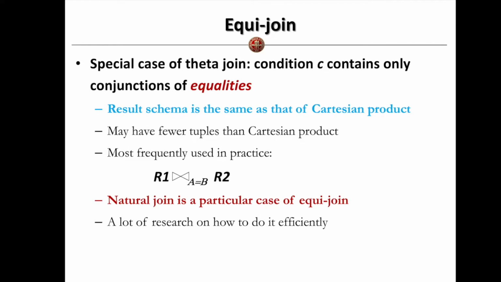And the result schema will be the same as the product, right? And they may have fewer tuples than the product. We can represent the equi-join as R1 equi-join with some equality condition like A equals B, where A denotes the attribute from R1, B denotes the attribute from R2, followed by R2. This equi-join is the operator between R1 and R2. We will also introduce another join in the following pages. It's called natural join. Natural join is also a special case of equi-join, to be introduced later.